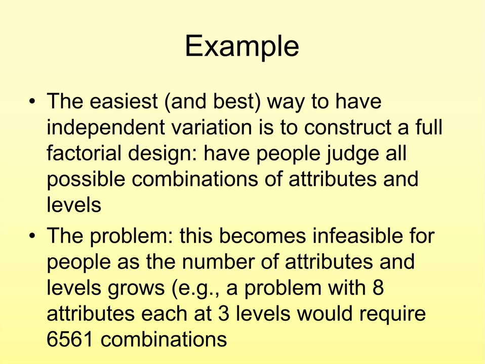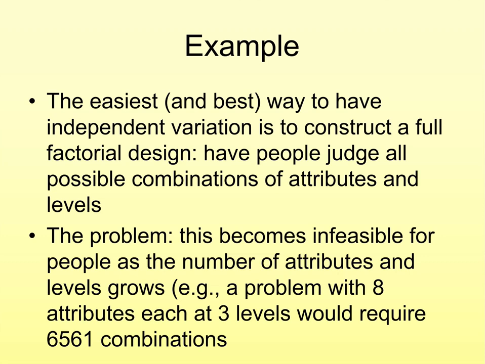To give you an example, the easiest and best way to have independent variation in an experiment is to construct a full factorial design. That is, have people judge all possible combinations of attributes and levels. So for example, imagine we had a study in which we had two different factors and we wanted them varied at three levels each. Let's say price at three levels and quality at three levels. Well, that's going to give us nine possible combinations. That's a reasonable thing to ask a person to do, that is, make nine judgments.